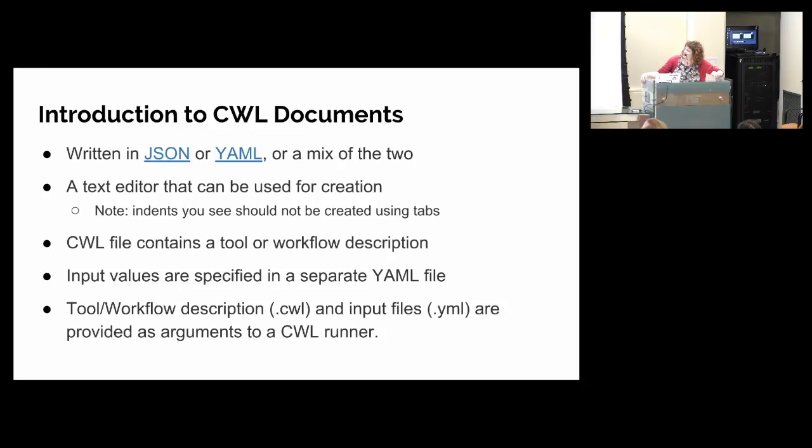Okay, so an introduction to CWL documents. There are two types of CWL documents. One is called a CWL file and one is called a YAML file. The CWL files are typically written in JSON. YAML files are written in YAML, which stands for yet another markup language.